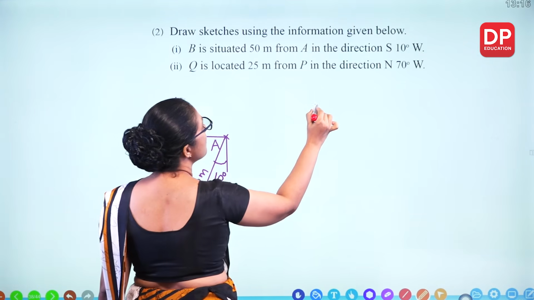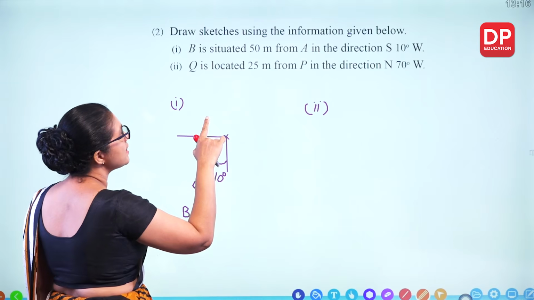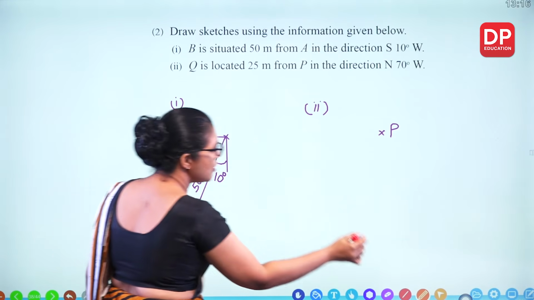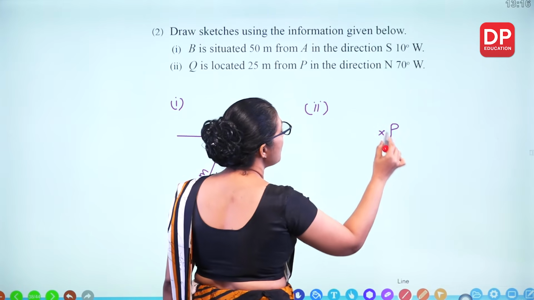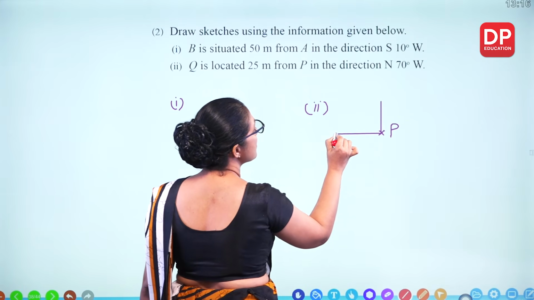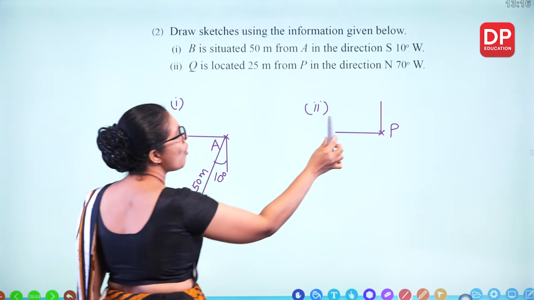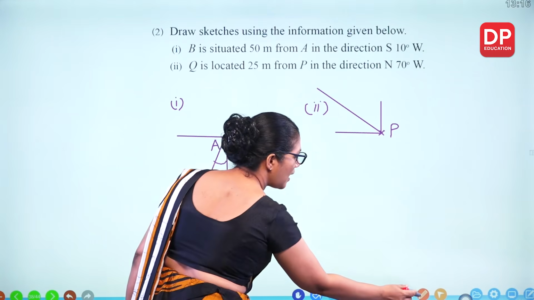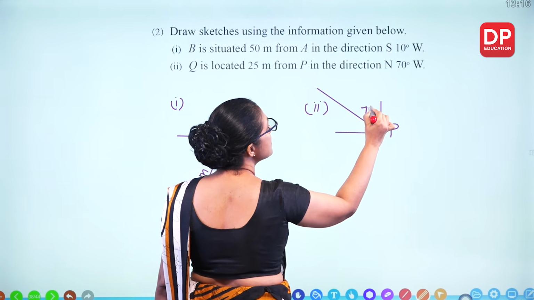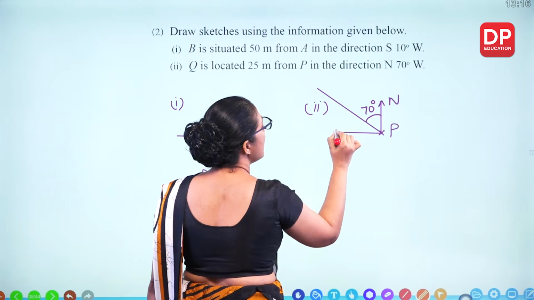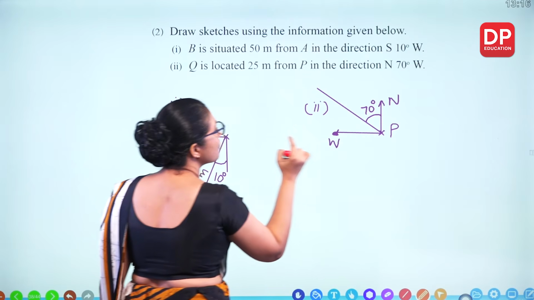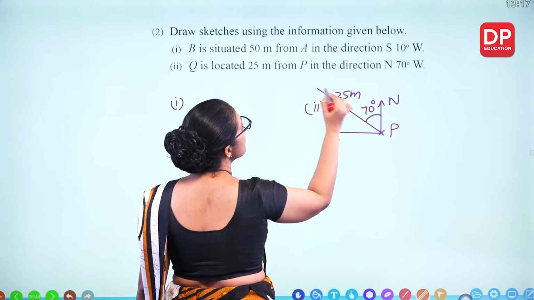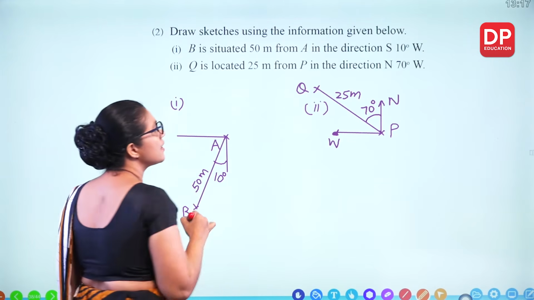And the second one, Q is located from P. So if P is there, in the direction north and west. So this direction and this direction. What's the angle? 70 from north, somewhere here. This is 70 degrees from north, and this is west. And what's the distance? 25 meters. So this is point Q.